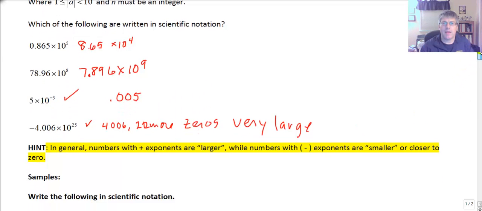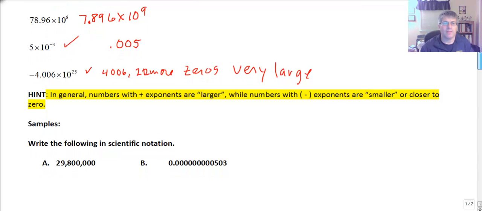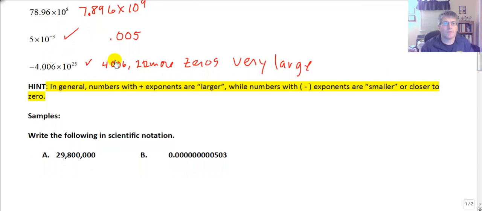And that leads us to my helpful hint here with scientific notation. In general, numbers with positive exponents, the 8, the 25, are larger numbers, while negative exponents, not necessarily negative numbers, but negative exponents, are smaller numbers or closer to 0, like this 0.005.